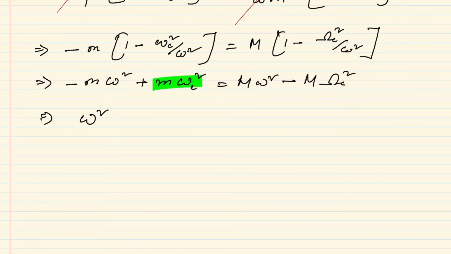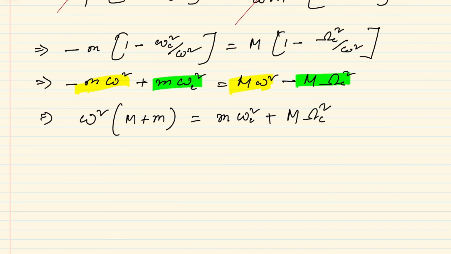Now write these two terms on the same side of the equal sign, transfer this term to that side, and take omega square common. Then after taking omega square from these two terms, we are going to have capital M plus small m within brackets, and on the other side we will get m omega c square plus capital M Omega c square.